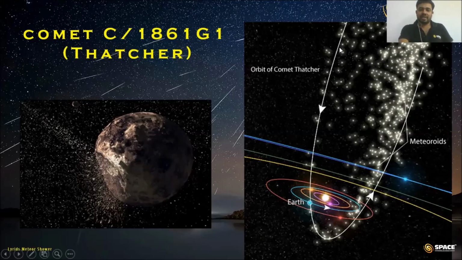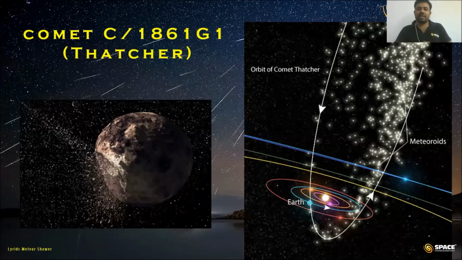The picture on the right hand side shows you the orbit of the comet Thatcher. It is actually passing through the orbit of the Earth. When the comet approaches near the Sun, due to the heat of the Sun, the comet sublimates. The debris of the comet is scattered in space. When the Earth passes through this point, these meteoroids enter the Earth's atmosphere and appear as meteors. Now you understand how the meteor shower happens.